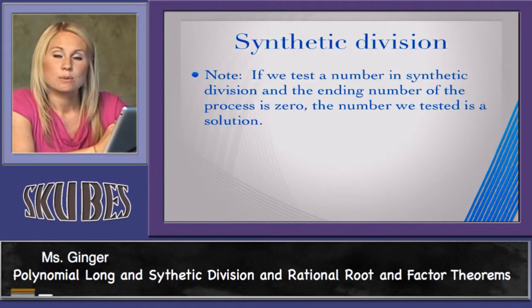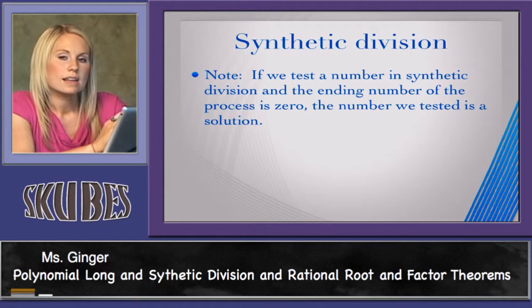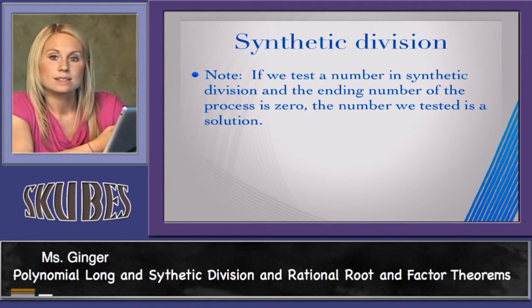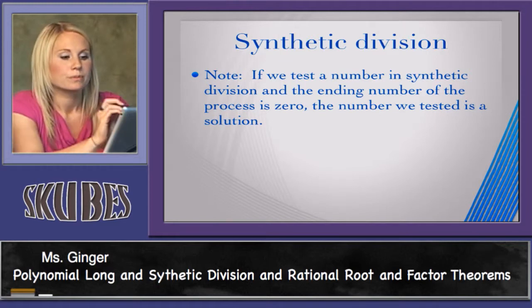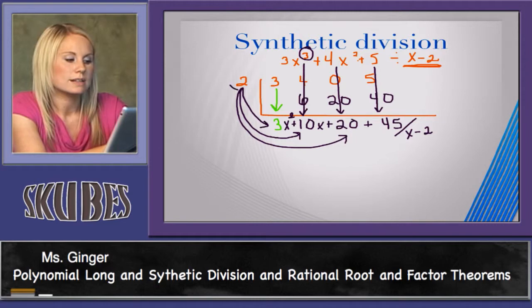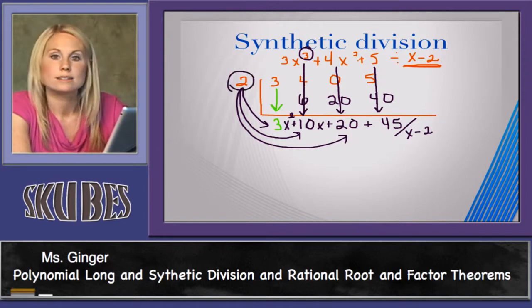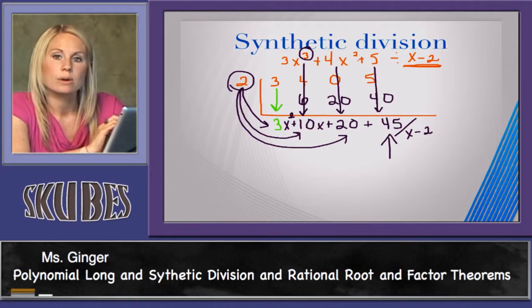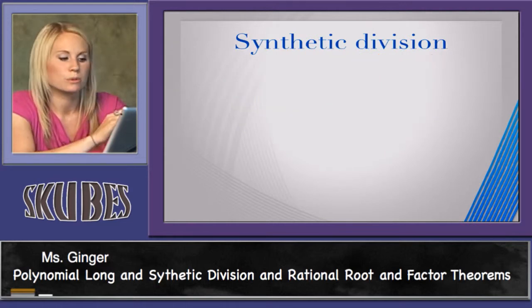One thing to note about synthetic division is that if the number you end on is a 0, that is your clue that the number you tested is a 0 or a root. Our number was 45, so that means that the number we tested outside the bar is not a 0. We have to end on this spot here with a 0 in order for that number to be a root.